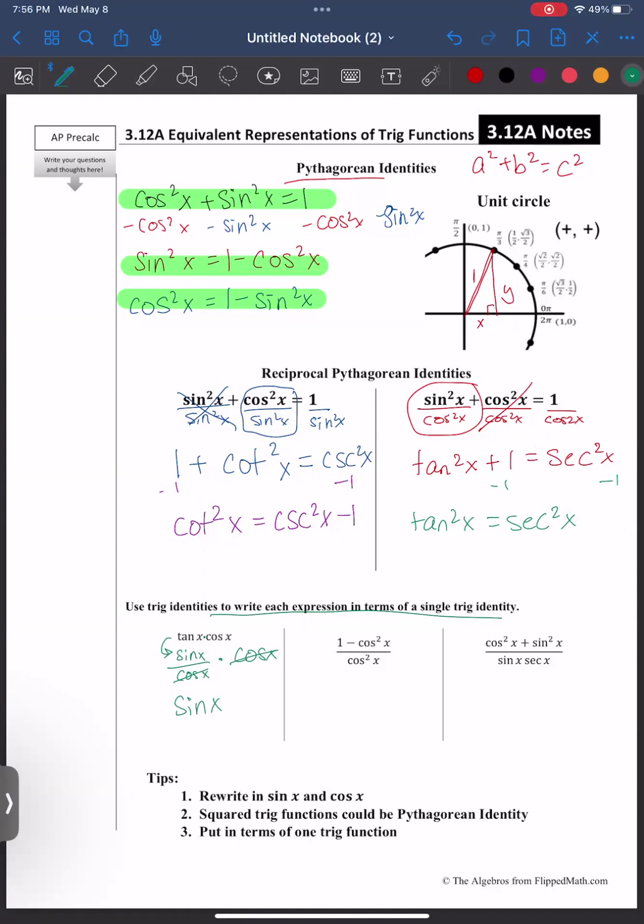Okay, now the next one, we're actually going to use our properties. So 1 minus cosine squared of x, well, if I look right up above here, there it is, sine squared. So sine squared of x over cosine squared of x, well, that's going to be tangent squared of x.